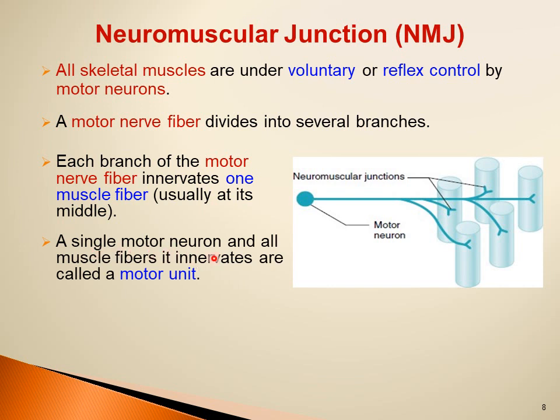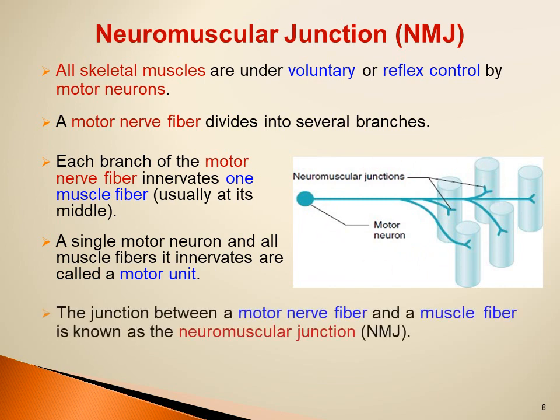A single motor neuron and all muscle fibers it innervates are called a motor unit. So this is a single motor neuron, and these are all the muscle fibers that are innervated by this single motor neuron. So we call this structure a motor unit. The junction between a motor nerve fiber and a muscle fiber is known as a neuromuscular junction, and as I said, this is a chemical synapse.